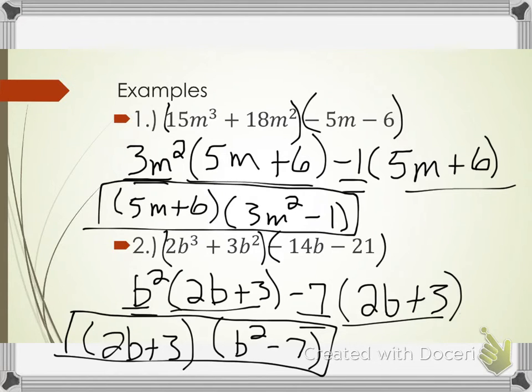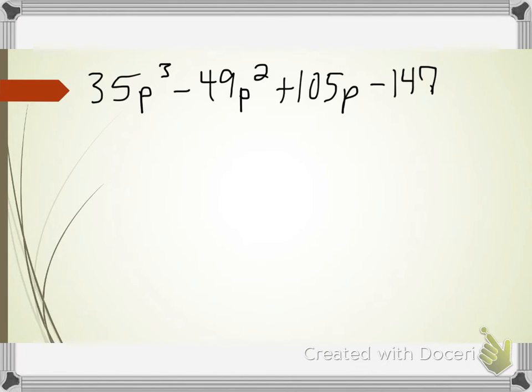One more example. Can we do that? Okay. 35p cubed minus 49p squared plus 105p minus 147. Got some big numbers. Do I have a GCF between all 4 terms? What is it? 7? Let's try factoring out a 7 to begin with.